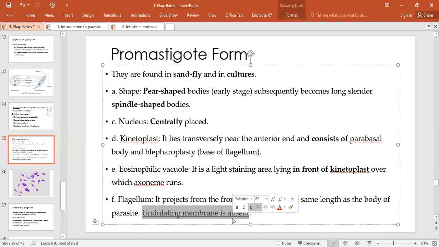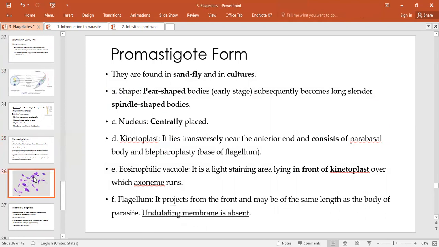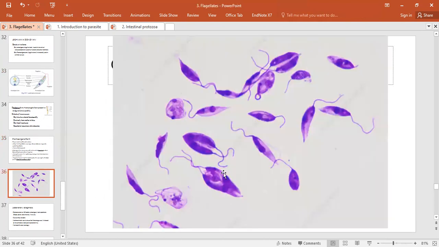There is no undulating membrane in Leishmania. Here is a slide of a Leishmania culture. This form exists in culture. Here they are dividing, splitting in two. Here is a single Leishmania.